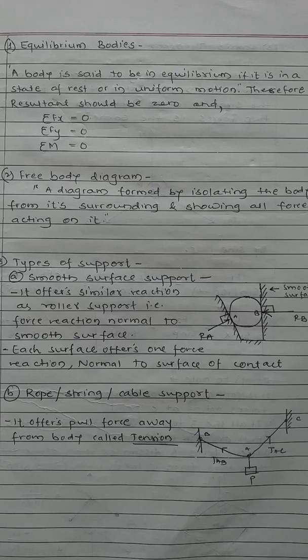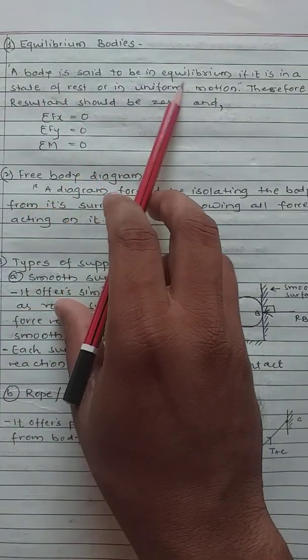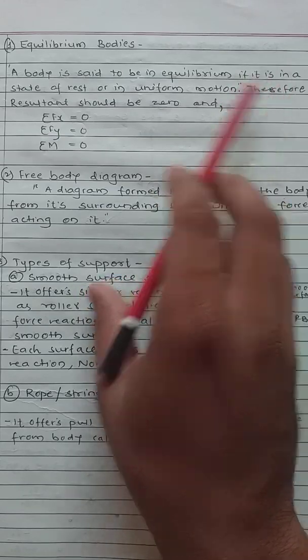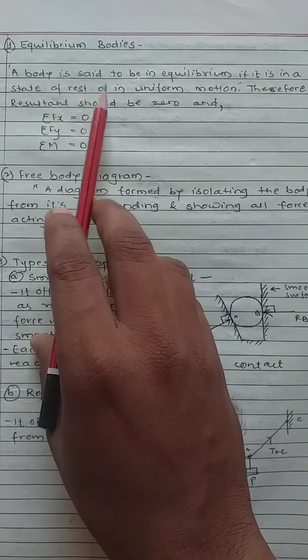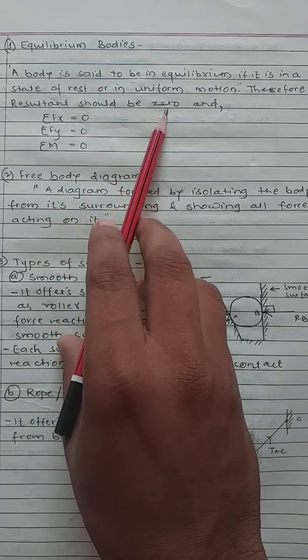Okay, so up till now we have studied how to find the resultant and its angle with respect to the x-axis. Now the next part is equilibrium of bodies. Our body is in equilibrium condition. Now look at the definition. A body is said to be in equilibrium if it is in a state of rest or in uniform motion. Therefore, the resultant should be zero.